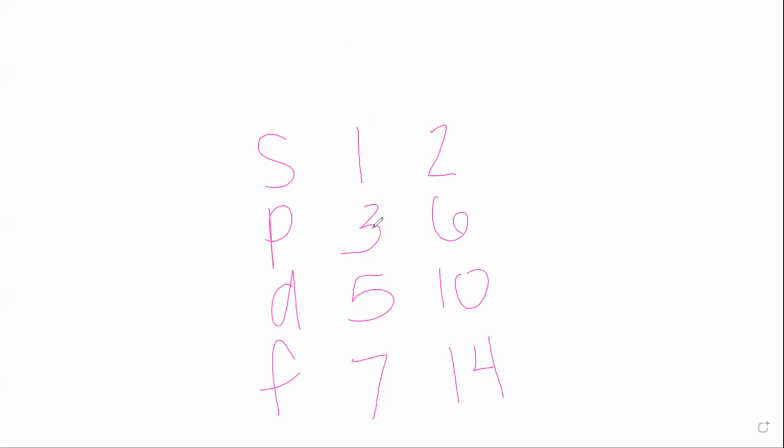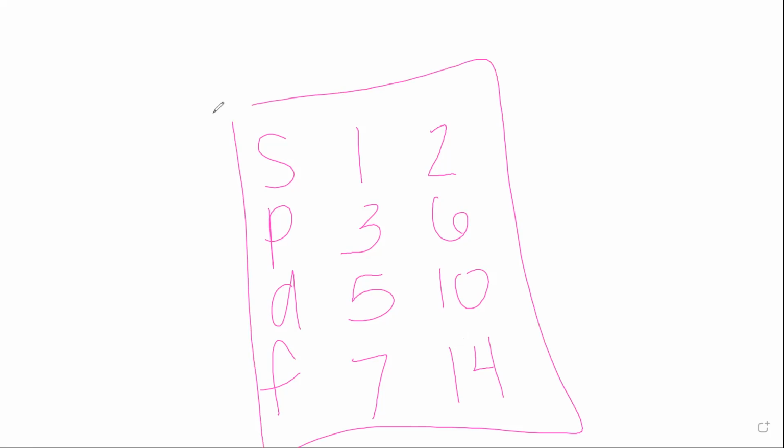Here is what you need to memorize. SPDF: 1, 3, 5, 7, 2, 6, 10, 14. Memorize that like a little jingle, and you know the sublevels, you know the orbital orientations for the magnetic quantum number, and you know the total number of electrons within that sublevel. SPDF: 1, 3, 5, 7, 2, 6, 10, 14. Memorize that.